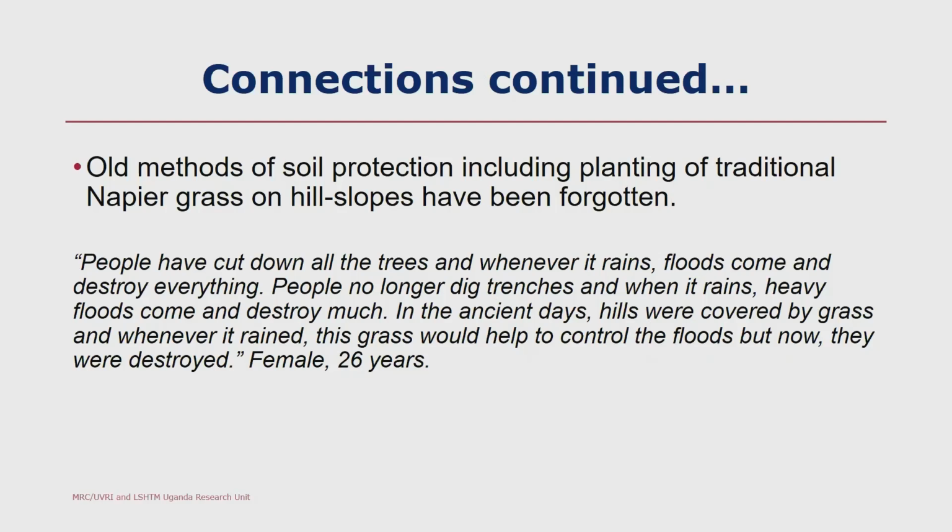And also they realized that old methods of soil protection, including the traditional napier grass on the hill slopes, have been forgotten, and this facilitates soil erosion and flooding when it is rainy season. So this was a connection that the community was able to talk about.